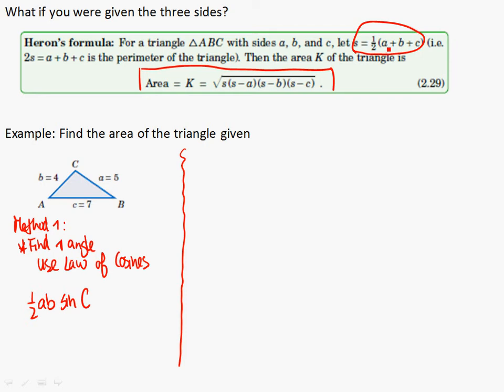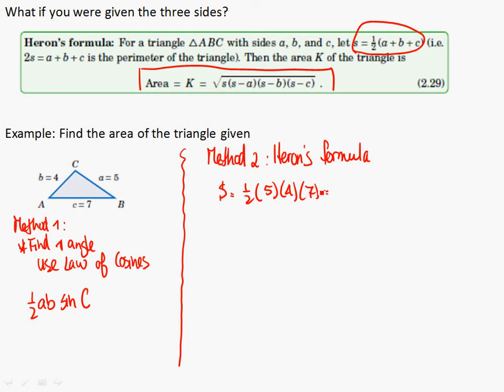Because the perimeter of the triangle would be A plus B plus C, right? Yes? Then you take half of that, and that's what S represents. And usually we would do that first so that you don't have to fill in all these numbers over here. So the second method would be using this beautiful little formula that we were given. I would find S first. I would say, well, S is a half times A, which would be 5, times B, which is 4, times C, which is 7.